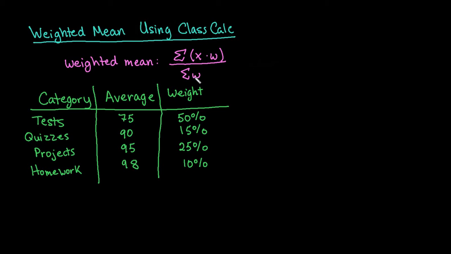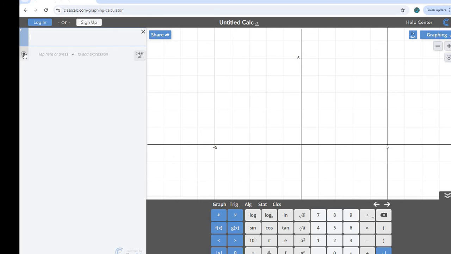So what I have here is 4 different categories, and I have the average grade for each of those categories along with the weight for the course. Weighted means are often used in educational classes, and the average would represent the X and the weight would represent the W. If you're using ClassCalc to do this, you first have to enter the data into a table. So let me go ahead and pull up ClassCalc.